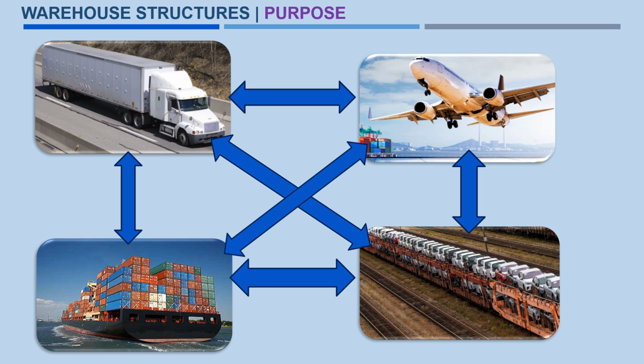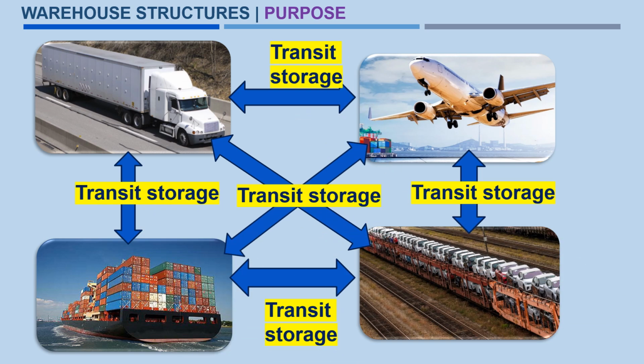For that we need a building called a transit warehouse, where the entire goods or products can be stored temporarily, so that the next mode change can vary according to the transportation period. For that reason transit storage is required, and such buildings are called transit warehouses.